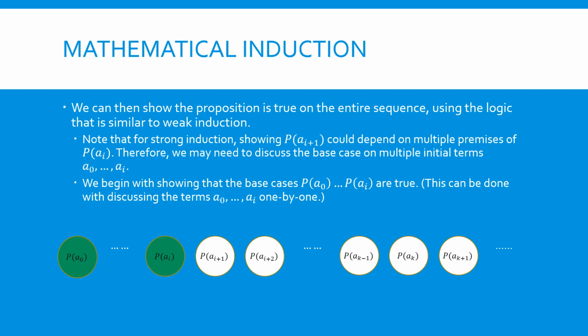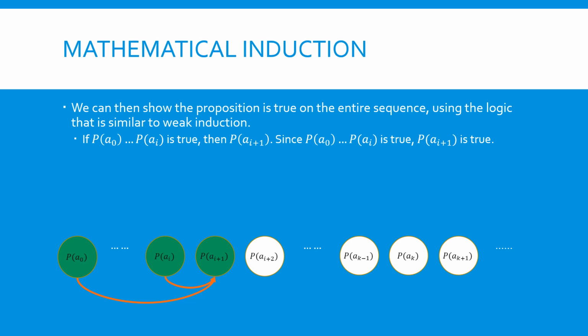Correspondingly, in the induction hypothesis, we will assume that P(A0) through P(Ak) are true for all k that is larger than or equal to i. Again, we will make the range of k include the base cases.